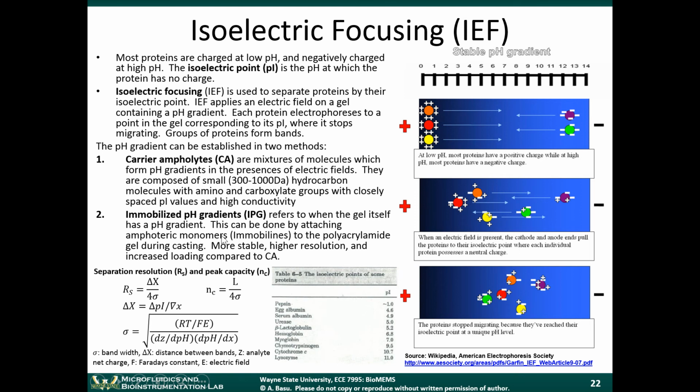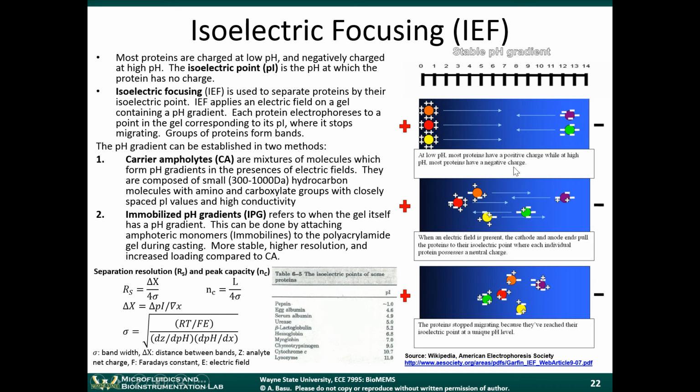Another way you can create a pH gradient is by using immobilized molecules. This is done by attaching immobilines to the polyacrylamide gel during casting. This type of approach is generally more stable and higher resolution. Gels that have immobilized IPG gradients, you can buy them. They're available from many manufacturers. So this is what's often used when you want to do isoelectric focusing. If you want to have a little bit more control over things, then you can use these carrier ampholytes.